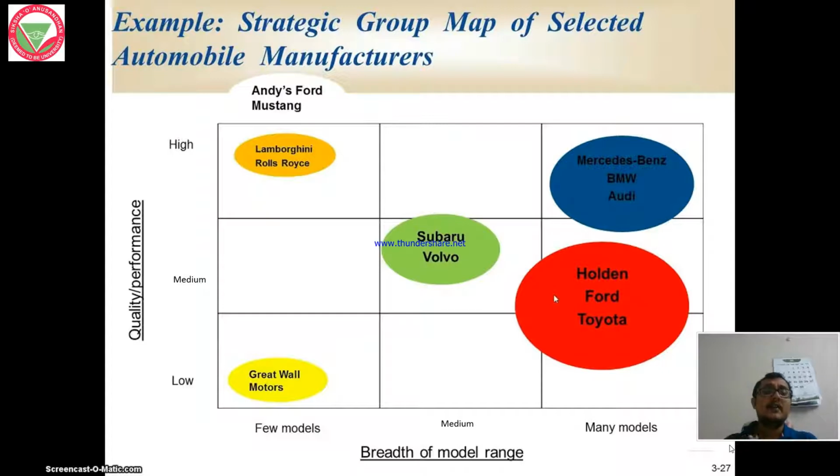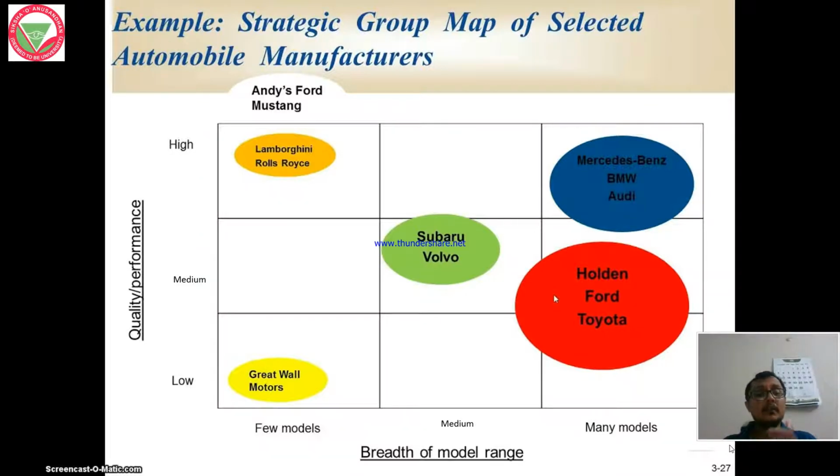Brands like Lamborghini and Rolls-Royce are very high in terms of quality, but the number of models that they are offering to the market is very low, very few, only 1 or 2. Therefore, they have been kept in the top left hand side, the topmost position, Lamborghini and Rolls-Royce.